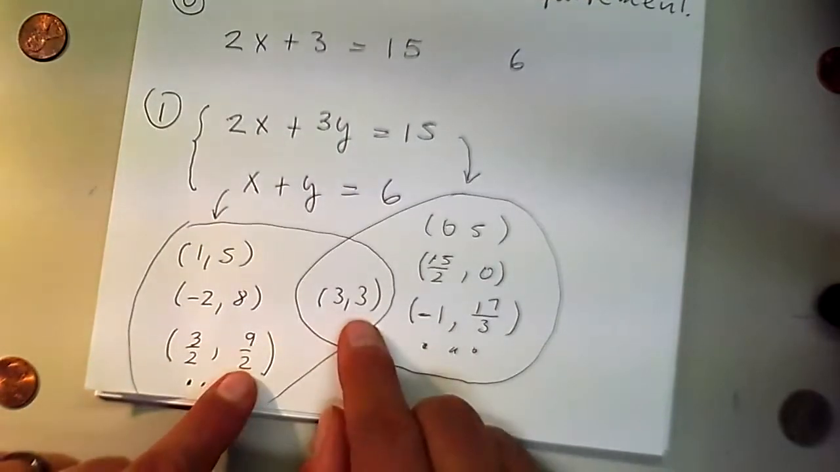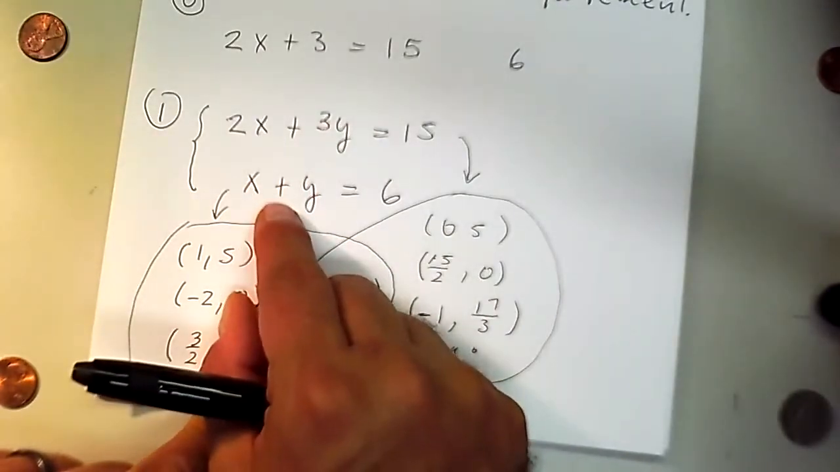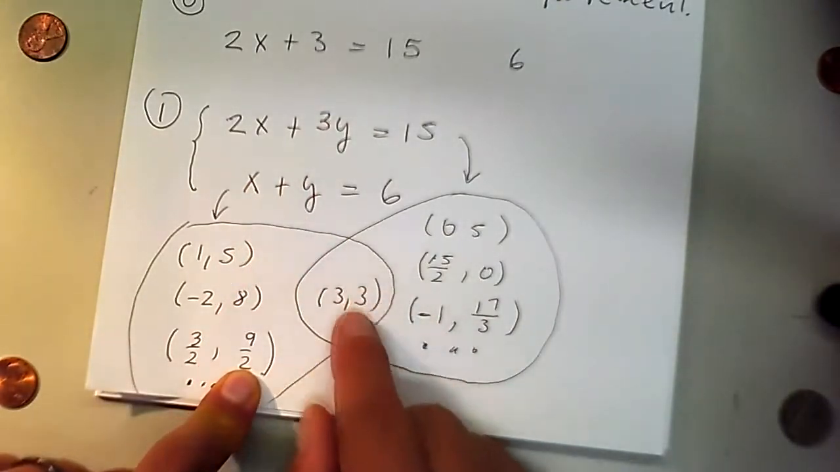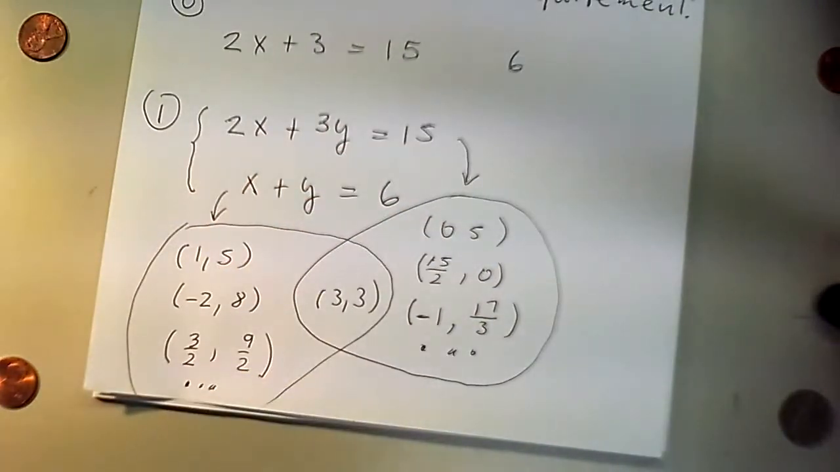So that is the solution to that system of equations because it is a solution to that equation, while it is also a solution (3, 3) to that equation, to both of them. And that's what we are looking for.